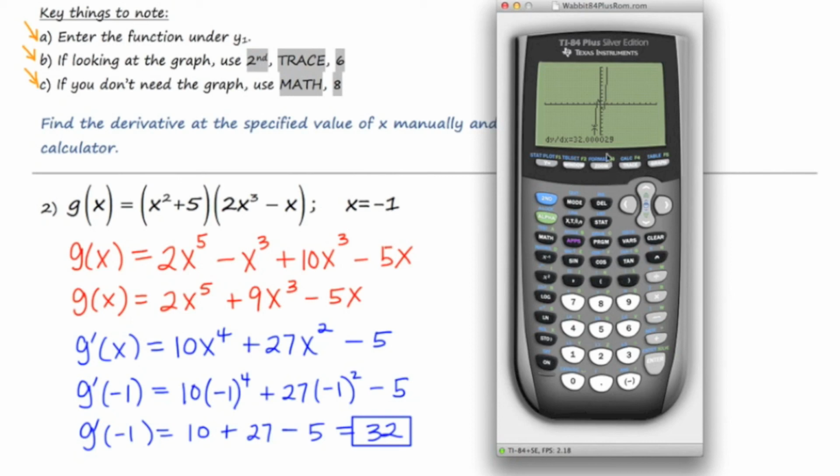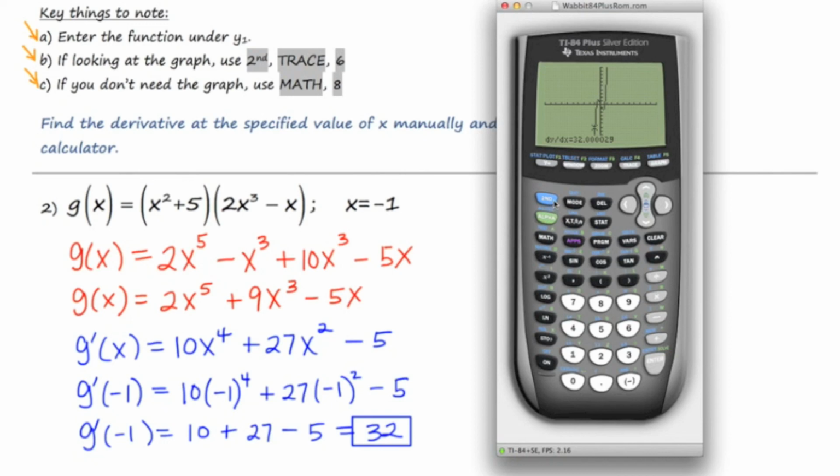And it says the slope of the tangent line is 32. Again, like the last problem, just ignore that 2.9 at the very end there. It's negligible, inconsequential. So the slope of the tangent line is 32, and that's exactly what we got when we did it manually. Okay, now let's pretend that we didn't really care so much about the graph. We just needed to know that derivative without looking at the graph.